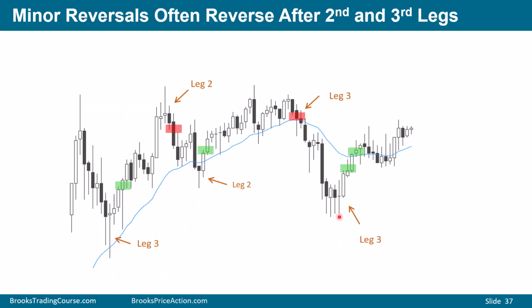And this is what I'm talking about. Here, we had a double bottom, and it's 3 legs down. Sell off, pause, second leg, pause, third leg. We have 2 large legs up, and then we have 2 legs down, testing this low right here, the bottom of the second leg trap, which is right here.